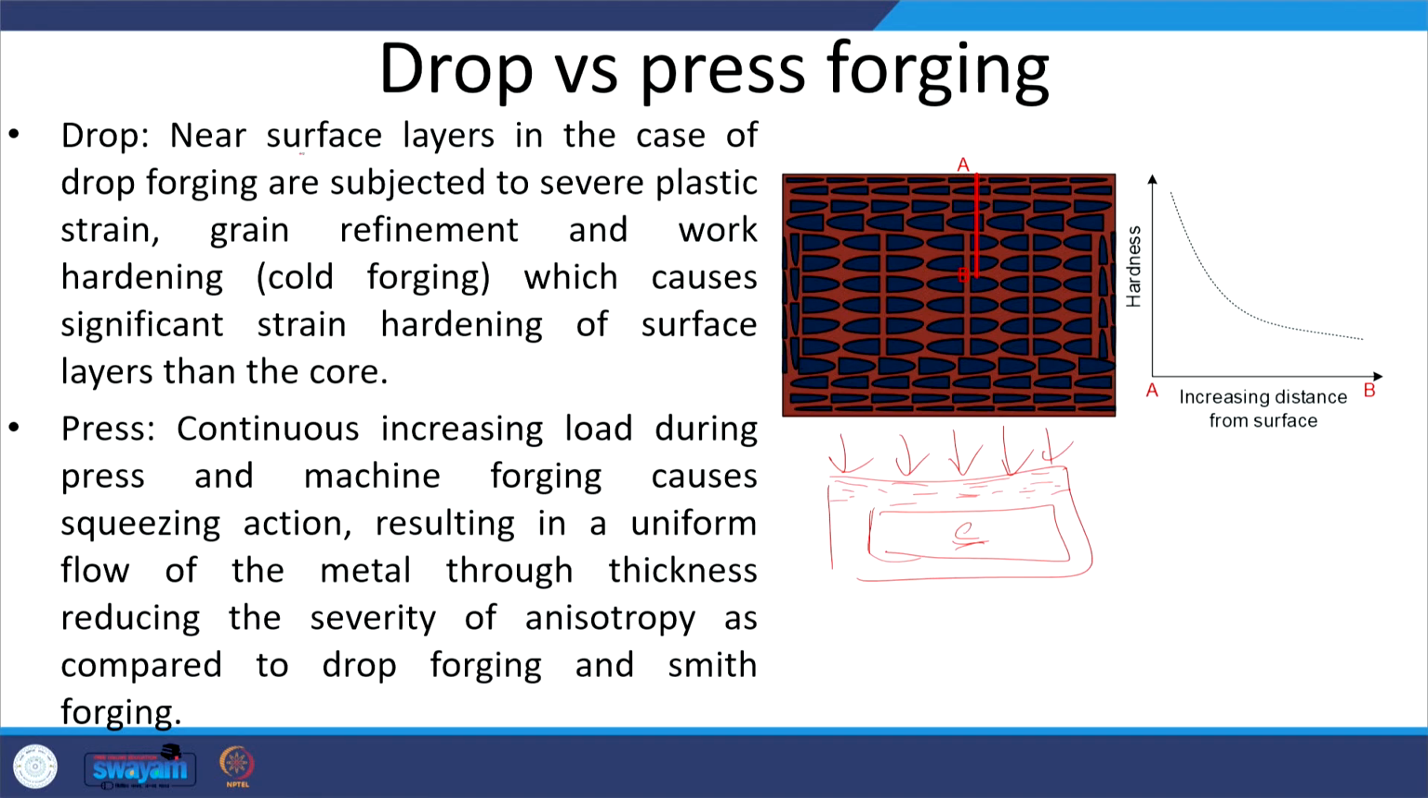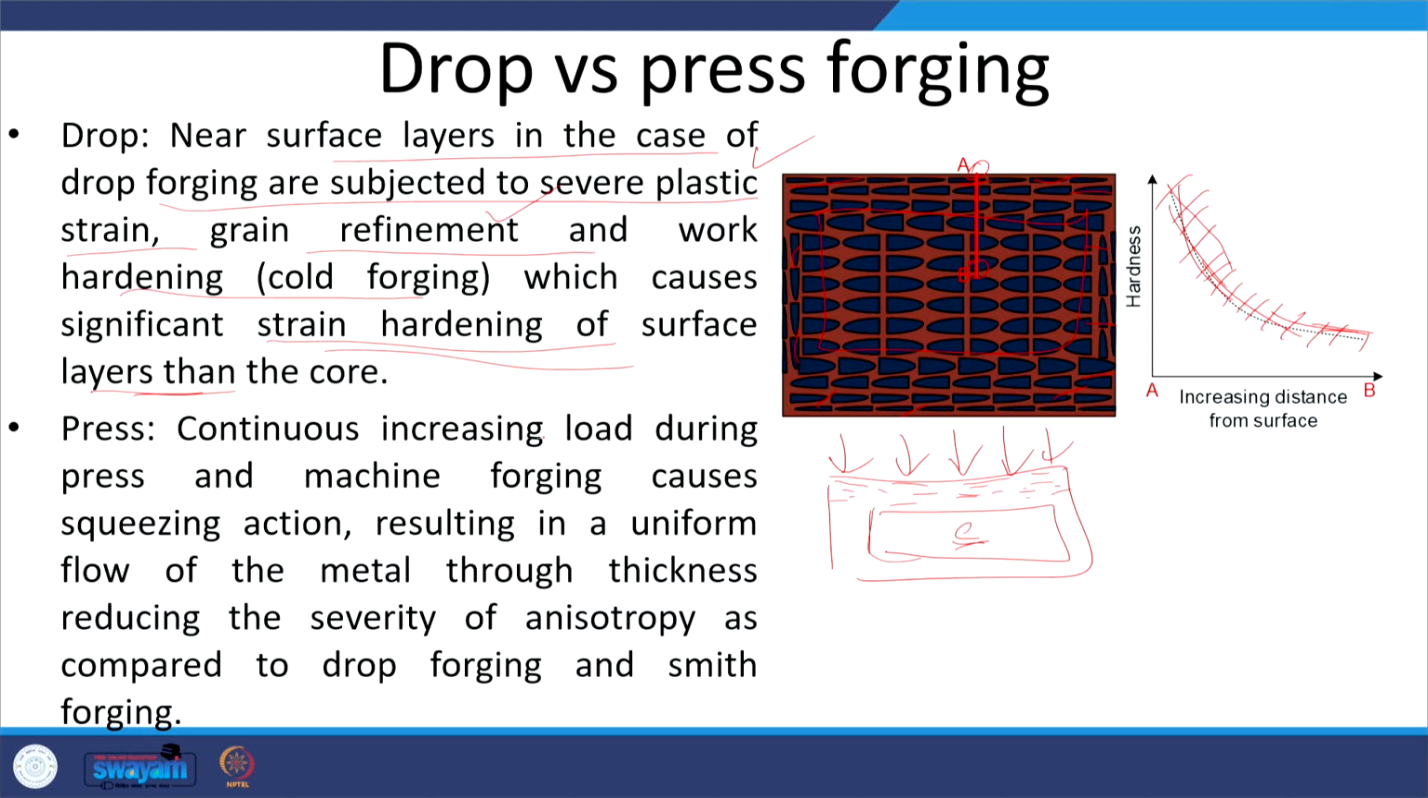In the case of drop forging, near surface layers are subjected to severe plastic deformation, grain refinement, and work hardening, especially under cold conditions, and that in turn causes significant hardening of the surface, more surface hardening as compared to the inner layers. That is what we can see here. Say this is a component made by drop forging. Surface layers will be experiencing greater strain as compared to the core, and if we measure the hardness variation from the surface to the core, then we will see that surface hardness is greater as compared to the one at the core. This kind of surface hardening is attributed to severe plastic deformation, grain refinement, and work hardening if it is taking place under cold conditions. When drop forging is carried out hot, this kind of variation will be somewhat less.